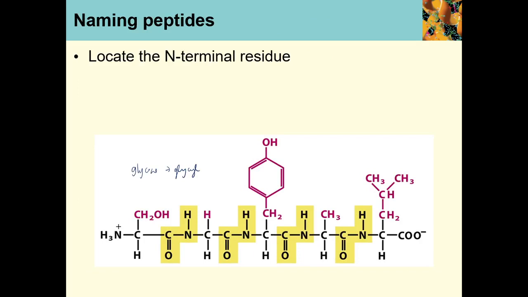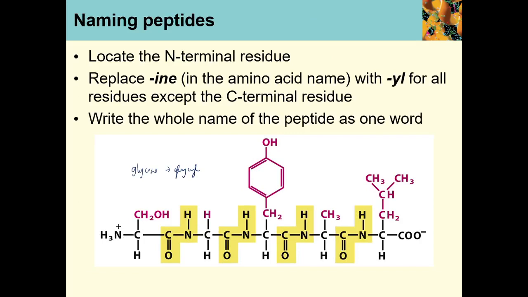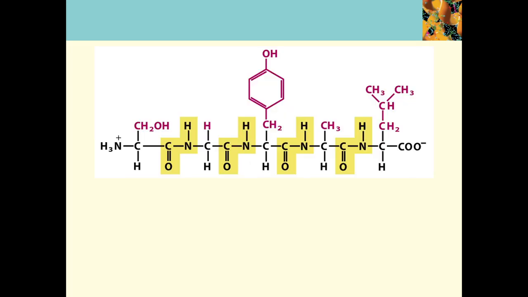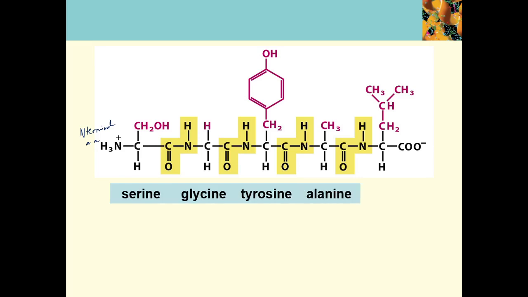So now let's apply the rules on the naming of your peptides based on the three rules that we enumerated a while ago. Again, the first thing to do is to locate the N-terminal amino acid. So this one is your N-terminal amino acid. We already mentioned that this is your serine, your glycine, your tyrosine, your alanine, and then your leucine. So that is the proper sequence of your polypeptide.